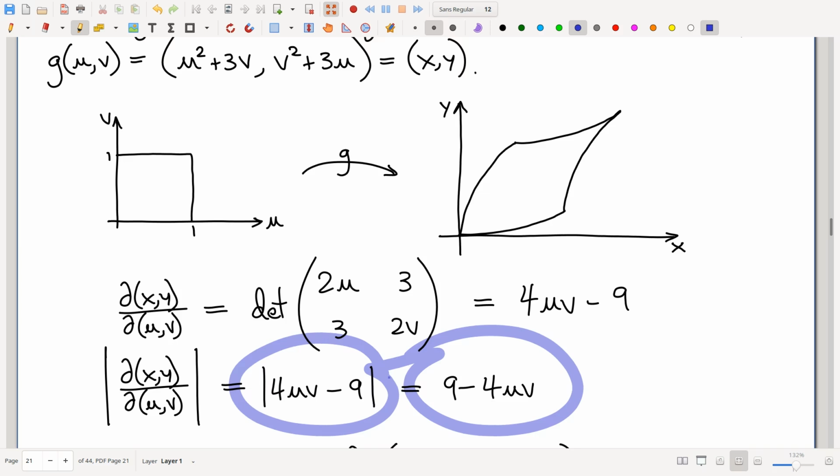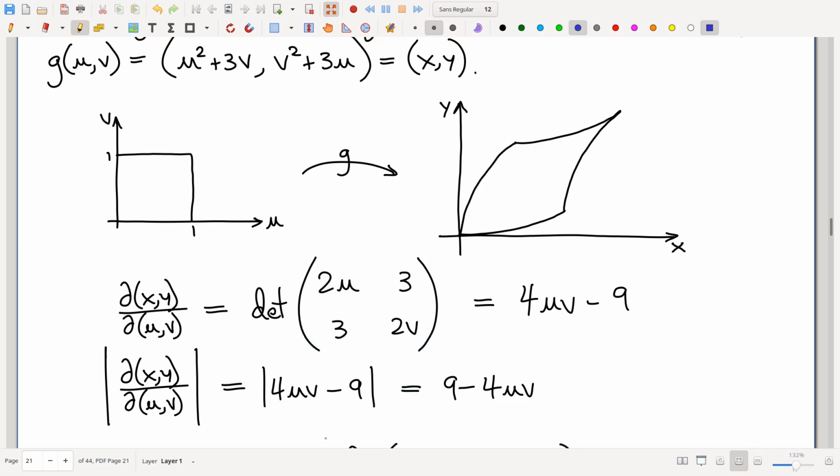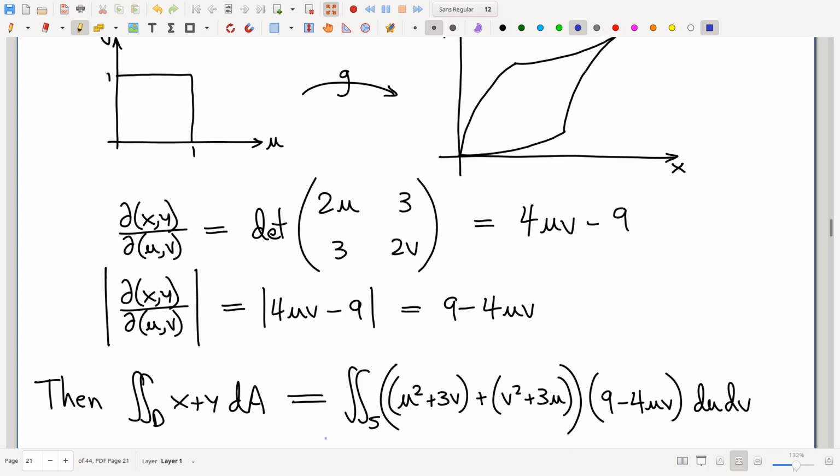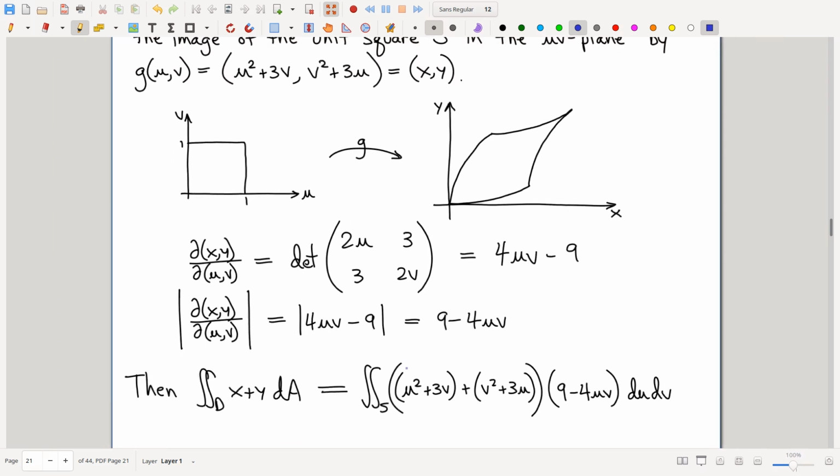Common landmine to step on. Please do not make the mistake of thinking that the absolute value of a sum of two terms is equal to the sum of the individual absolute values. That is absolutely not true, and at a basic level, that is just not how absolute values work. So you really do have to look at the whole expression. Okay, so we're in business.